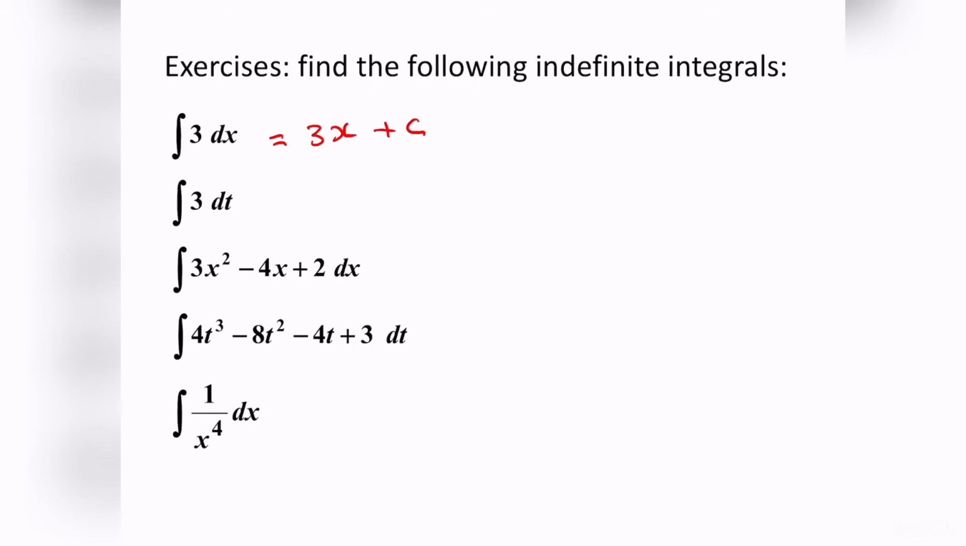If you want to think about it as the integral of 3x to the power 0 dx, then this will be 3x to the power 0 plus 1 divided by 1 plus c. So this will give you 3x plus c. Of course, you don't need to write it this way, like 3x to the power 0. I'm just trying to explain this to you in case you don't know the integral of a constant.